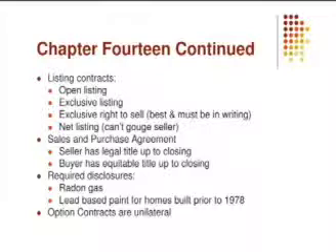In the sale and purchase agreement, the seller has legal title up to closing, and the buyer has equitable title up until the closing. The required disclosures that we have to deal with are radon gas, and lead-based paint, which affects homes built prior to 1978. Also, option contracts are unilateral. And that's the end of Chapter 14's review.